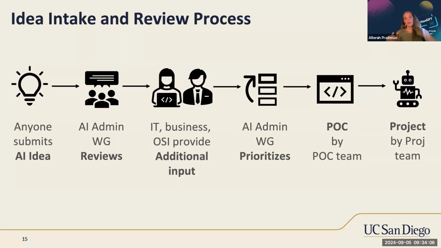Then it goes to the AI admin work group for prioritization. And it could go to proof of concept, some do, but it could also go straight to project, depending on if it's just low-hanging fruit and we think we should do it and we have the capability.